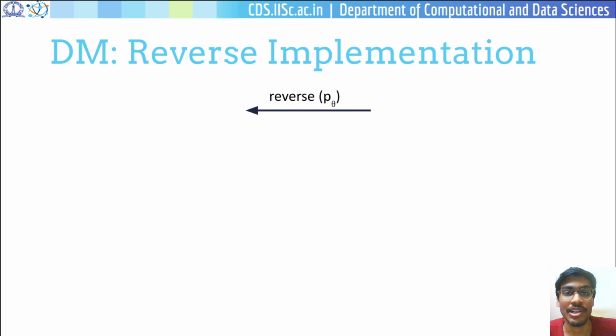Since this is a short video, we won't be going over the derivation and rationale behind the objective function of our model, but we will discuss some simplifications that lead to better results and also an easier objective function. So let's come to implementation. How do we implement this reverse step?